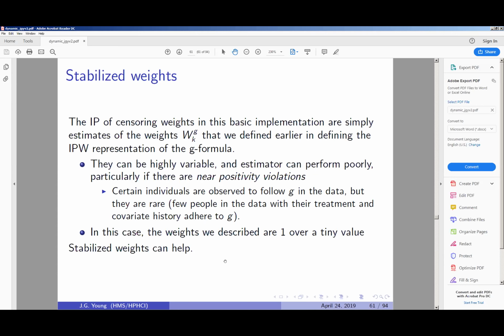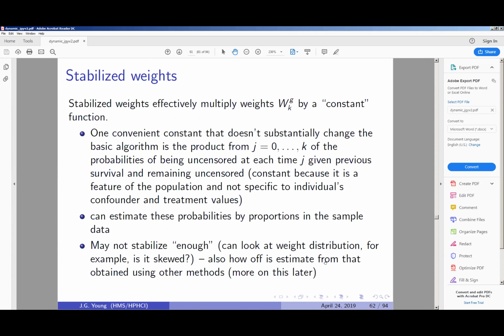But sometimes we might have near positivity violations where it's not 0, but it's very rare to see someone adhering given that past. And so then what's going to happen is the denominator is going to be very, very small, and the numerator is 1. The weights can really blow up, and the performance of the estimator, in this case the IPW estimator, can be quite bad. So stabilized weights can help in this case.